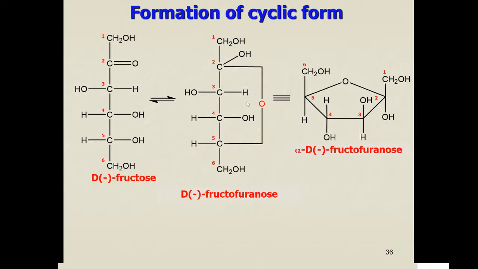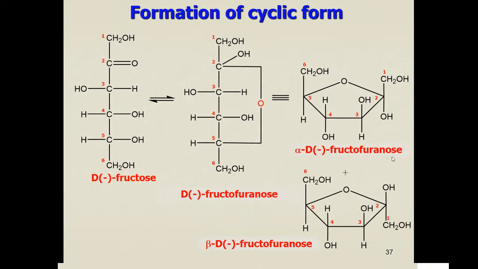So all groups on the right inside the ring should be below. So for the third one, hydrogen below, OH above. And for the fourth one, OH below, hydrogen above. For the fifth one, I want to remind you that if it's D-fructose, CH2OH is above, hydrogen below. And there are two possible cases. Either OH appears inside the ring below, that means it's an alpha position, CH2OH above. Alpha D minus fructofuranose.